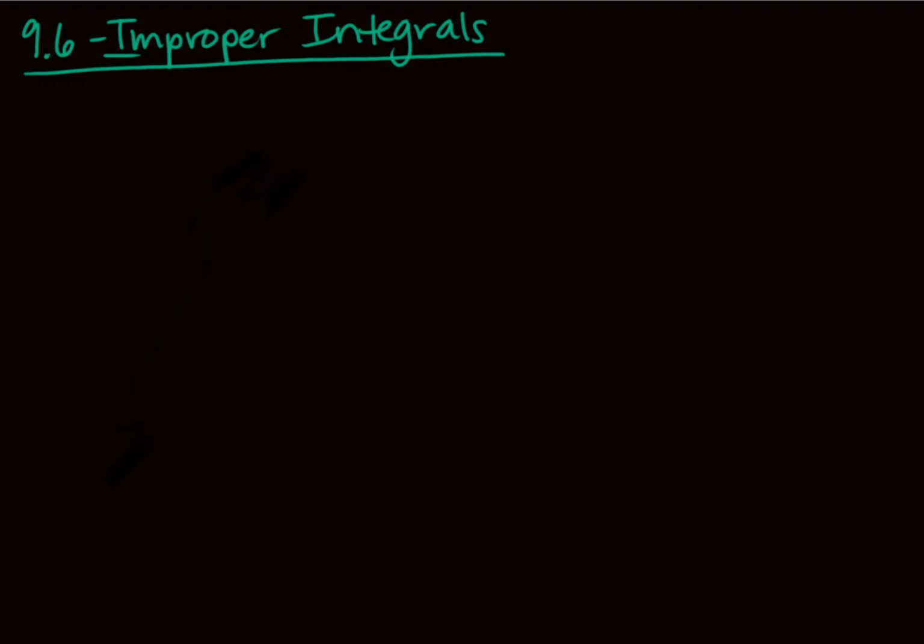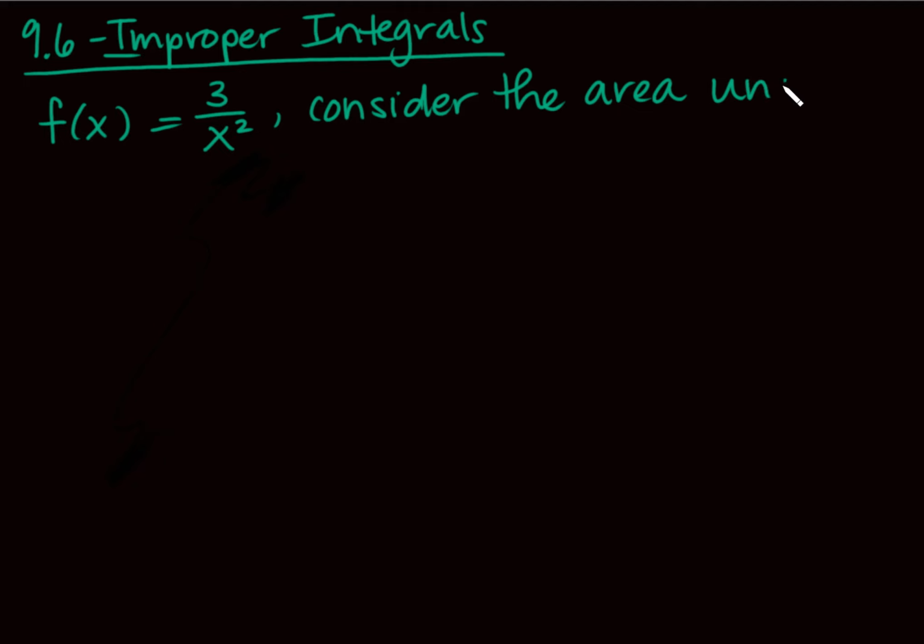So we're gonna talk about improper integrals today. Before we even do that, I know you read through the book, but I want to talk about the example that they give you in the book. This idea of this function, f of x equals 3 over x squared. And let's consider the area under f of x from 1 to infinity.